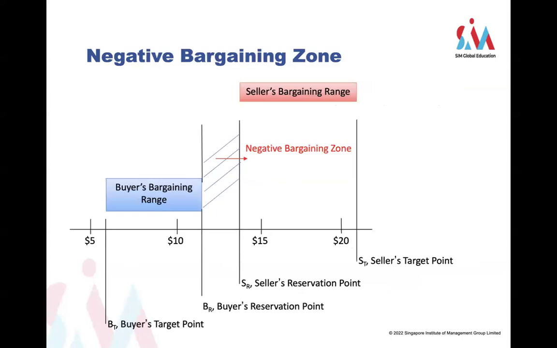Now let's look at the negative bargaining zone, a somewhat similar example. The seller's bargaining range, again, is the region between the seller's reservation point and the seller's target point. And the buyer's bargaining range is the region between the buyer's target point and the buyer's reservation point. Do you see that this time there is no overlap between both parties' reservation points? When there is no overlap between both parties' reservation points, there is no deal in this negotiation.